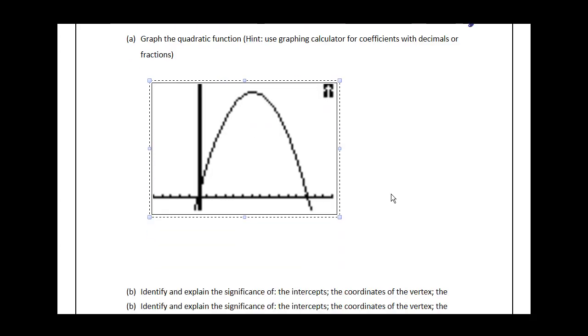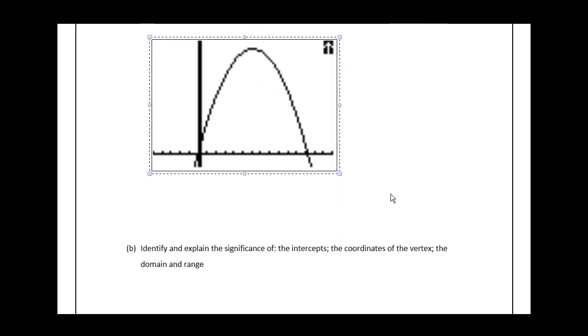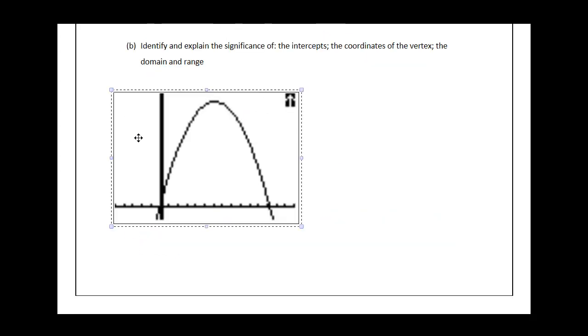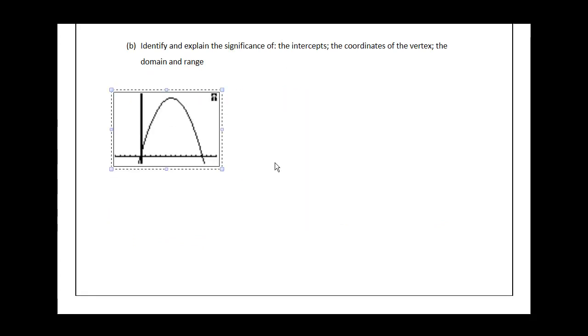So what does part B want from us? It says identify and explain the significance of the intercepts, the coordinate of the vertex, and the domain and range. So let's take a copy of this and bring it down here so we can take a look at it while we're determining some of these properties. So first of all, let's identify the intercepts, the coordinate of the vertex, and the domain and range. We want to find out the x-intercepts here, the y-intercept here, the vertex up here, and the domain and range.